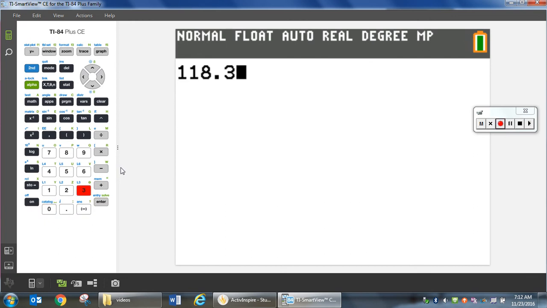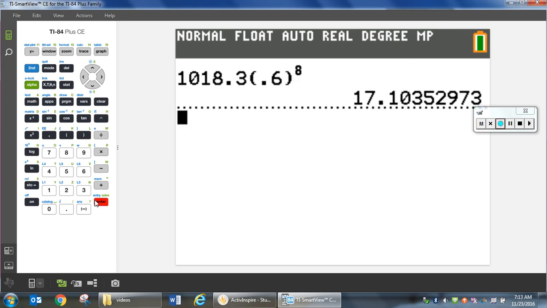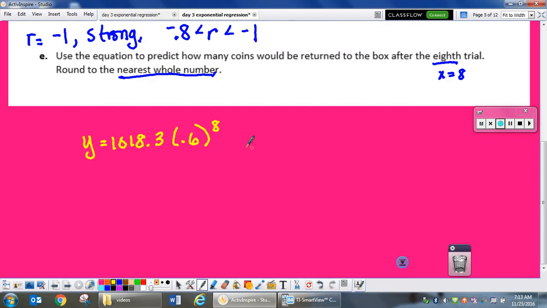Okay. 1,018.3. I always like to just use parentheses to the 8th power. Okay, and you get 17.1, which if you were to round that to the nearest whole number, it would go to 17 coins. Okay?